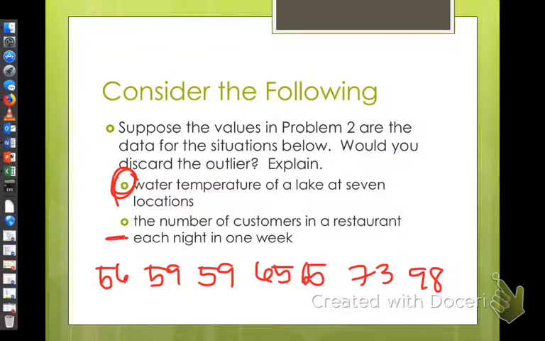But if you're talking about the number of customers in a restaurant each night of the week, is it possible that there's one night a week that you have more customers? Well, absolutely. What is the most common night that people go out to eat? Well, it's on Friday because, you know, they got paid, it's the end of the week, they want a break. So if you're thinking about like ordering food for the next week, you definitely wouldn't want to exclude this outlier because that's going to be your busiest night. You're going to need to make sure that you have food.